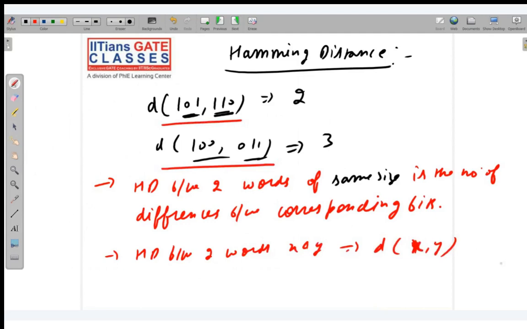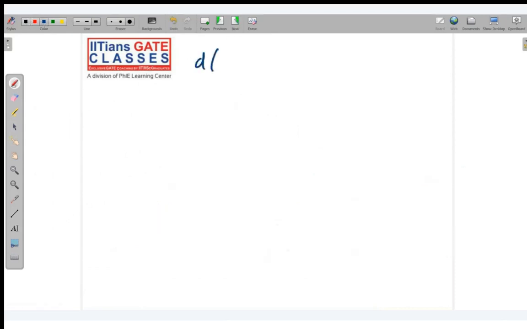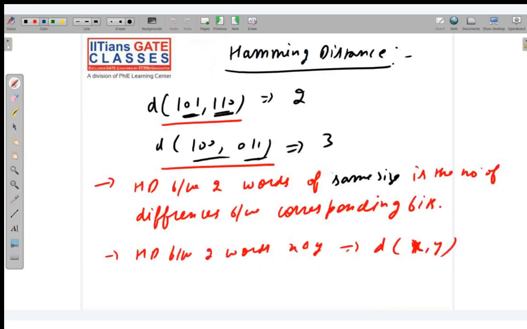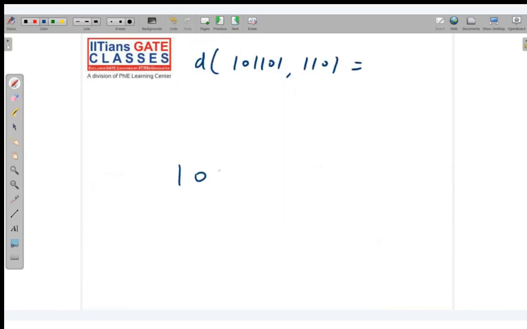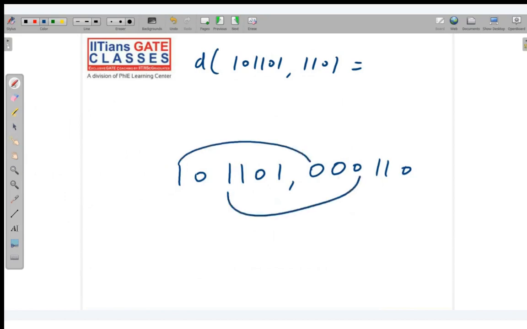Take a snapshot. I will jump to the next slide. Okay, now let me ask another question. d of 10001 and 110 will be what? See the definition I have used: Hamming distance between two words of the same size. Their sizes are not the same, so what can be done? Very simple. 10001 has 6 bits here while we have 3 bits, so you will add 3 zeros. Are you getting it? Now the size is the same. Now you can find the differences, 1, 2, 3, and 4. So the Hamming distance is 4.